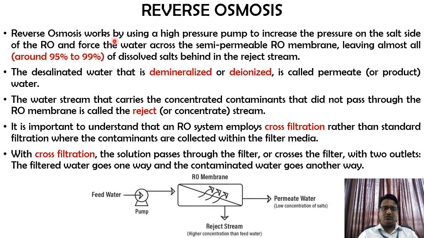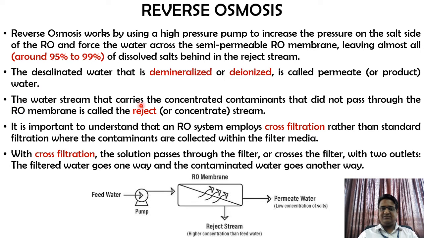Reverse osmosis works by using a high pressure pump to increase the pressure on the salt side of the RO and force the water across the semi-permeable membrane, leaving almost all of the dissolved salts behind in the reject stream. The desalinated water, that is demineralized or deionized, is called permeate or the product water.